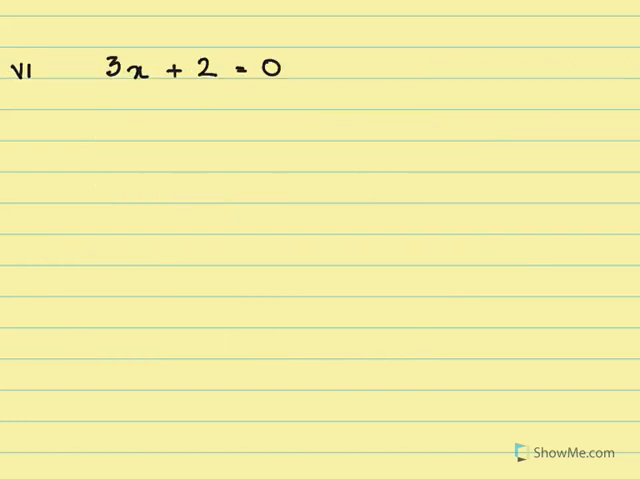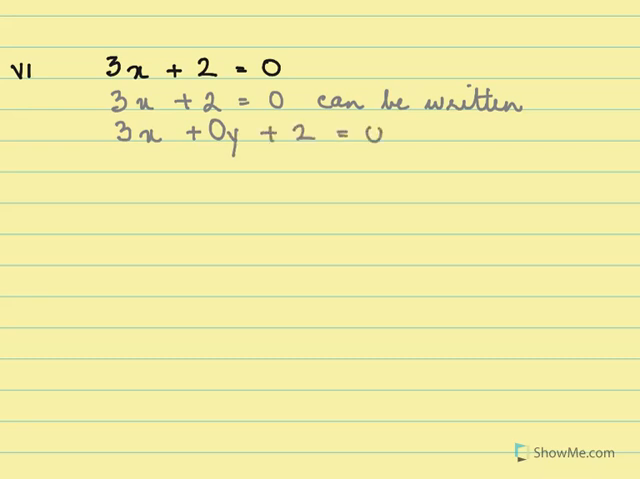This is the next one, 3x plus 2 equal to 0. So this 3x plus 2 can be written as 3x. Now it does not have a y term, so I'm going to put 0y plus 2 equal to 0. This is important. See, the 0y I have added on my own because it did not have a y term. It just had 3x plus 2.